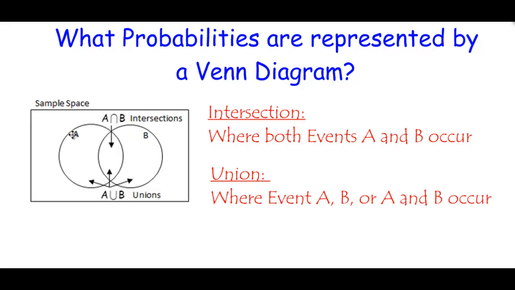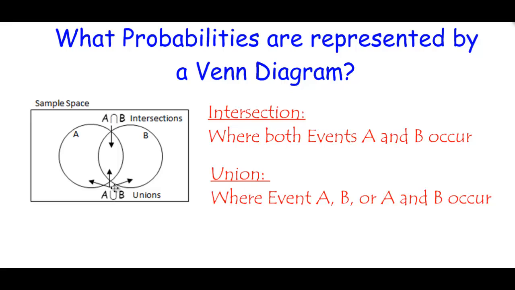So for example, if A is the event that you're a girl, and B is the event that you're in a sport, this overlap would be the girls that are in sports. And we use an upside down U for our intersection symbol.